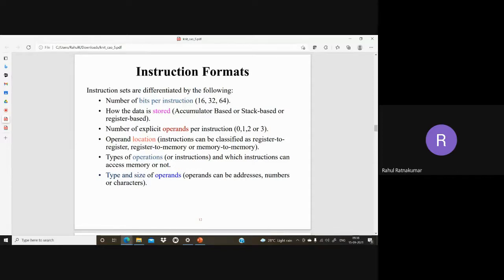We can have immediate addressing. That means we can directly have the data, add immediate 5, or we have data within memory, add M, where M corresponds to memory, or add register, that is add R1, R2, something like that. So we have different kinds of operands called addressing modes, and we have different types of operations also.